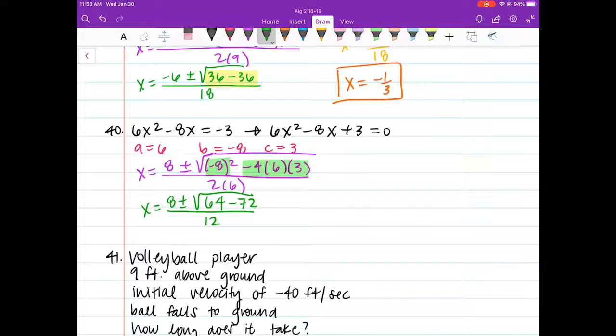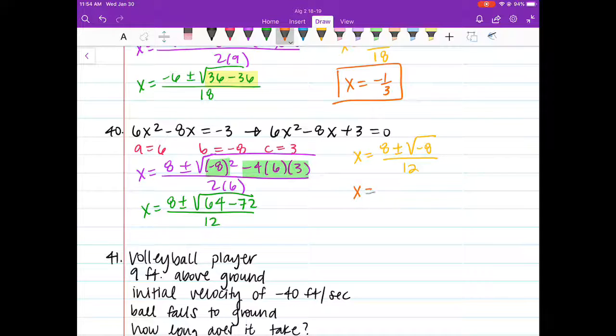Now again, looking at our discriminant, just our numbers under the radical, 64 minus 72 is going to give me a negative 8. So that means I'm going to have two imaginary solutions. So I'll have x equals 8 plus or minus the square root of negative 8 all over 12. Don't forget, when you have the square root of a negative, we like to break it out of jail immediately. So I'm going to call that 8 plus or minus i radical 8 over 12.